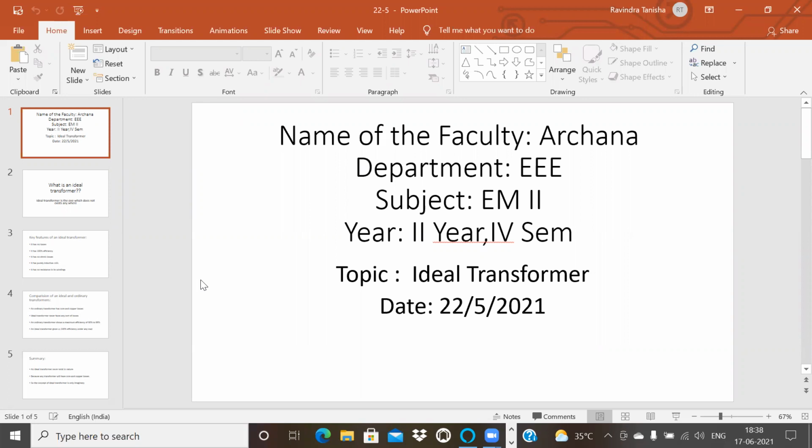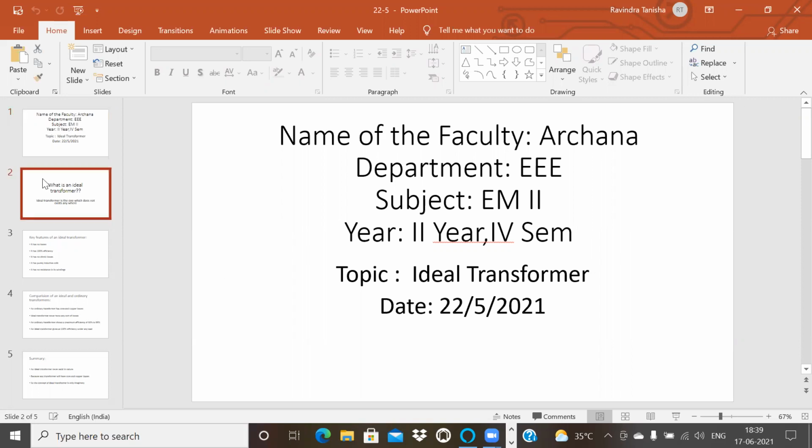So today's class is about an ideal transformer. In today's class we will be covering topics like what is an ideal transformer and what are the key features of an ideal transformer, comparison of this ideal transformer with an ordinary transformer, what are the pros and cons, what are the applications, and the summary of ideal transformer.